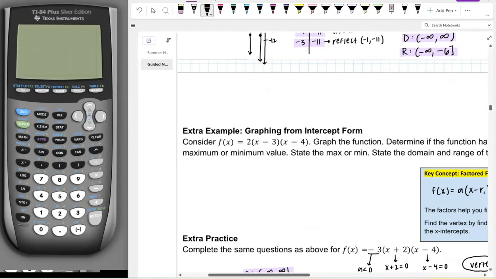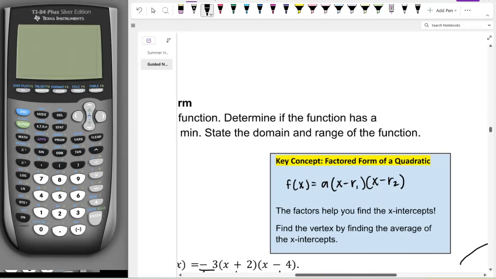So notice in the box here, we have the factored form or the intercept form of a quadratic. It looks like a multiplied by x minus r1 and x minus r2. r1 and r2 stand for root 1 and root 2. You know, hopefully, that the roots are just another word for the x-intercepts. So those factors help you find the x-intercepts, and then you can find the vertex by finding the average of the x-intercepts because of the symmetric property of the parabola.